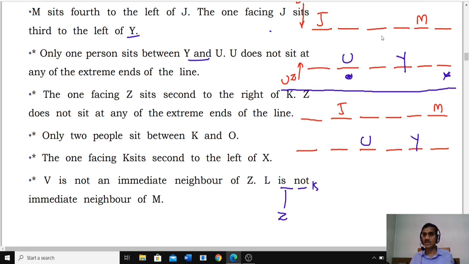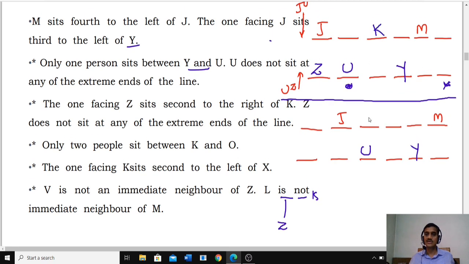If Z is here, K must be here. Is there a chance of Z being here? No. We get only one possibility here. Z is here. The one who is facing Z sits second to the right of K. Sits second to the right of K. If Z comes here, second to the right of K is not possible. There is no chance of Z being here. Hence in the first case Z is at this extreme.